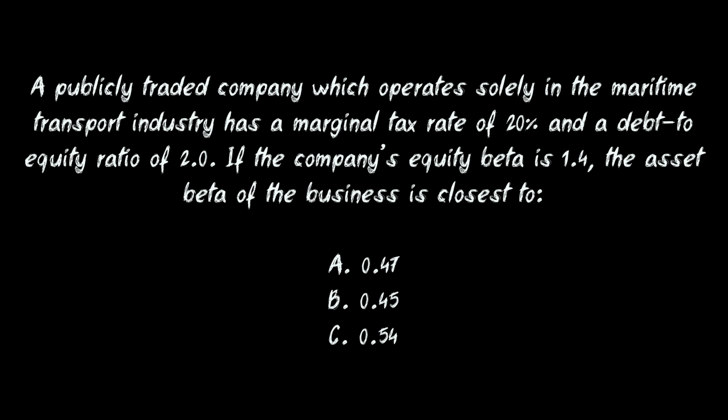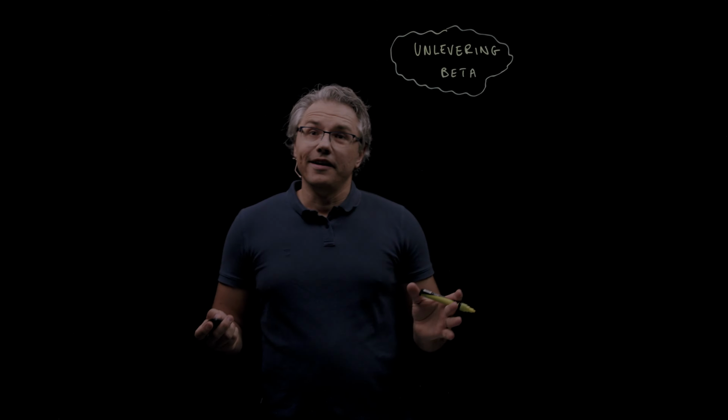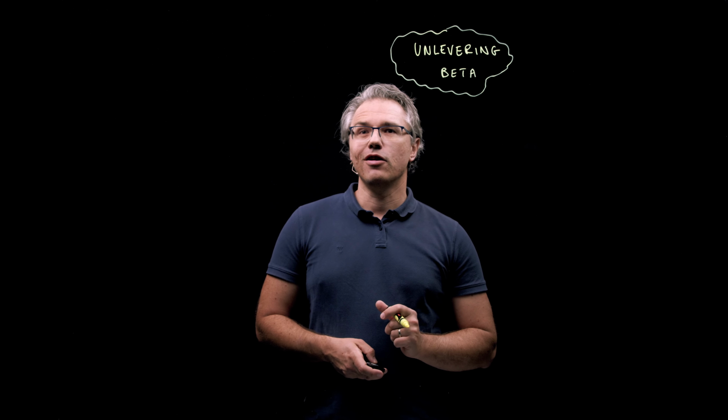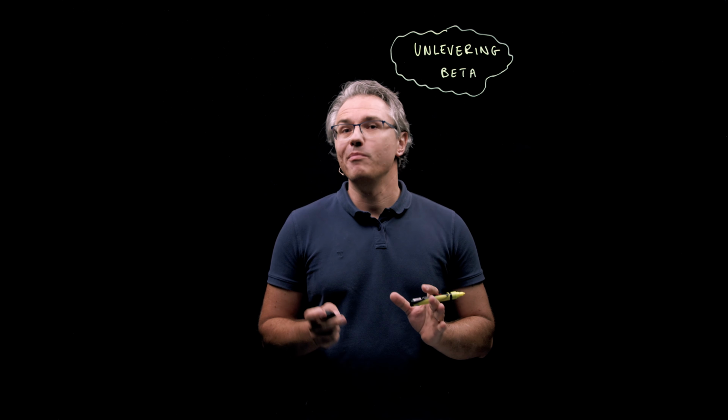So, this is the question that I want you to have a go at. A publicly traded company which operates solely in the maritime transport industry has a marginal tax rate of 20% and a debt-to-equity ratio of 2. If the company's equity beta is 1.4, the asset beta of the business is closest to 0.47, 0.45, or 0.54.